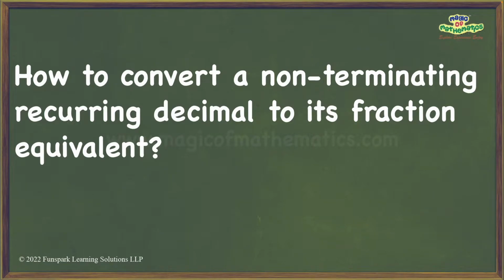In this video, I will examine how to convert a non-terminating recurring decimal to its fraction equivalent. I will be using a bit of basic algebra for this and will use a few examples to bring out the technique. Let us start with a simple example. Say 0.3 recurring. The bar over the 3 here shows that 3 repeats or recurs forever.